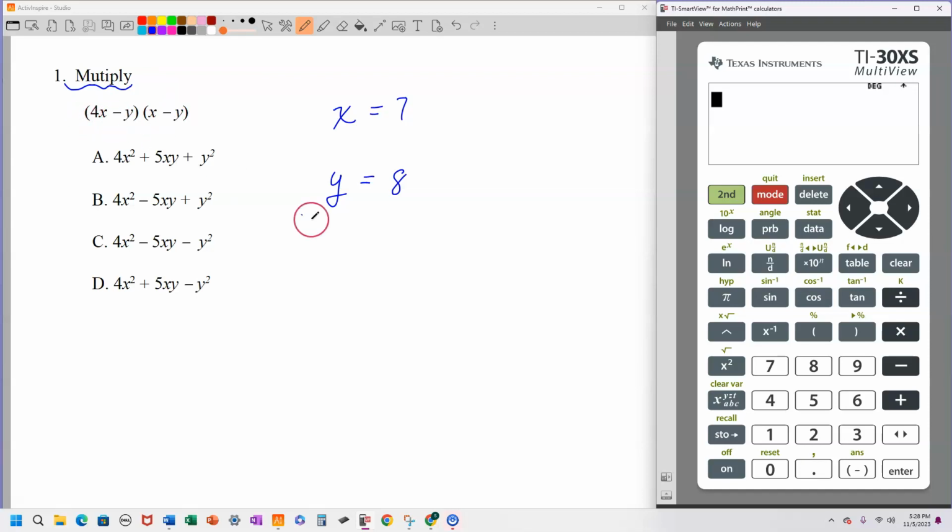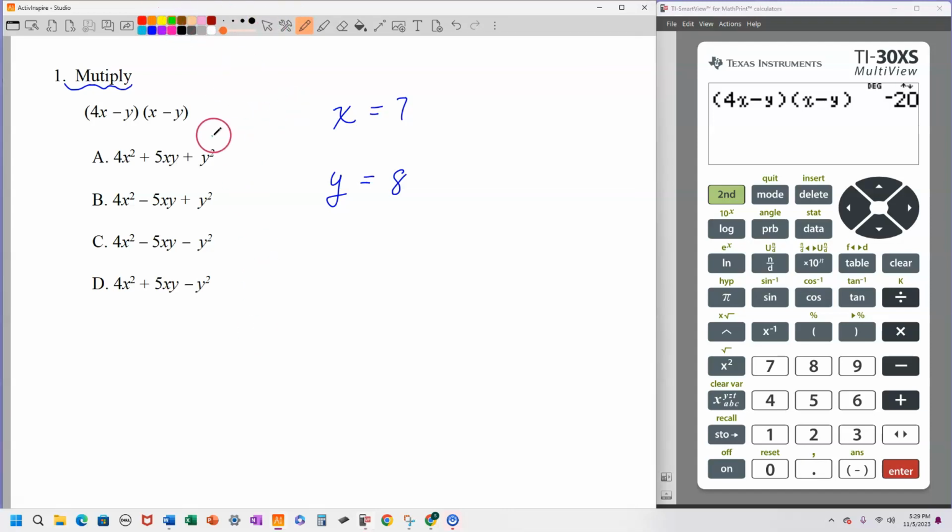So we're going to punch in 4x minus y, parenthesis, 4x minus y, close parentheses. So I punched in this, parenthesis, x minus y, x minus y. Hit this twice, close it, hit enter, hit enter. Now you have a target answer that's different. It's no longer negative 14. I believe that's what it was before. I might be mistaken. It's now negative 20.